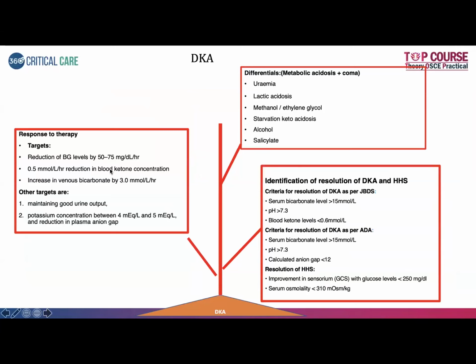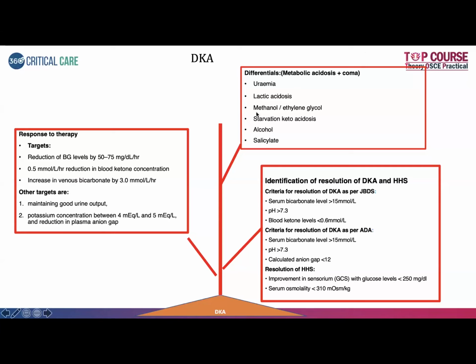So how much reduction in the blood glucose levels do you have to target? 50 to 75 milligram per deciliter per hour, a ketone reduction of 0.5 millimoles per liter per hour, and an increase in venous bicarbonate by 3 millimoles. So these are your targets, or your response to therapy: decrease in blood glucose levels, reduction in the blood ketone, and increase in your venous bicarb. Other targets are maintaining good urine output, potassium concentration at a normal level of 4 to 5, and reduction in your plasma anion gap.